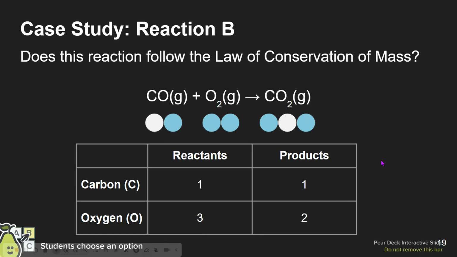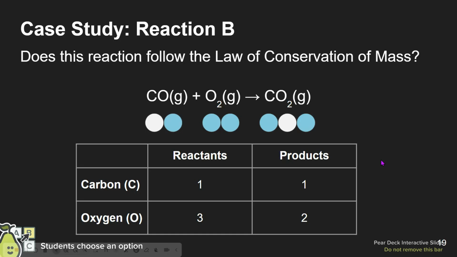So here we have an obvious imbalance in our number of atoms. Our carbons are definitely balanced, but our oxygen atoms are not. So this does not follow the law of conservation of mass. We couldn't just magically lose some of our oxygens out of this reaction. They had to go somewhere. So this is where we're going to try to figure out how to balance this equation.